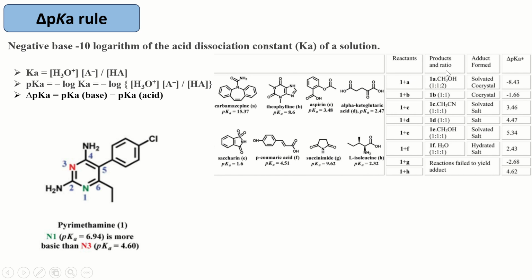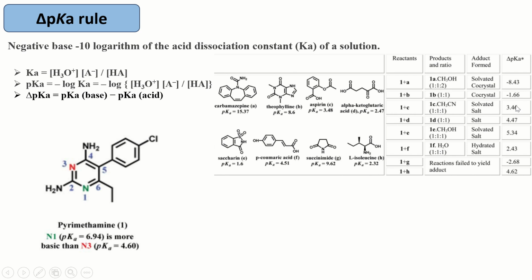Here is the type of solvent, methanol, used for 1 and 2. The product forms solvated co-crystals, meaning one molecule of the solvent will be there, and their delta pK value is minus 8.43. Up to now, this value is theoretical, not experimental.